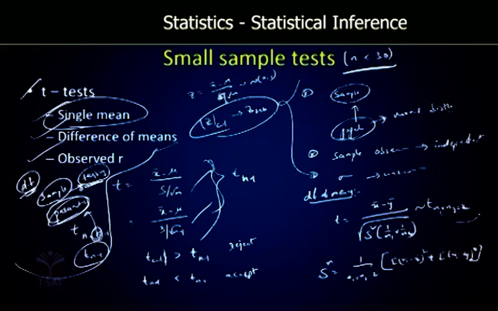We get this value using the table values. If this t calculated is greater than the t table value with n1 plus n2 minus 2 degrees of freedom, then we will reject, otherwise we will accept.